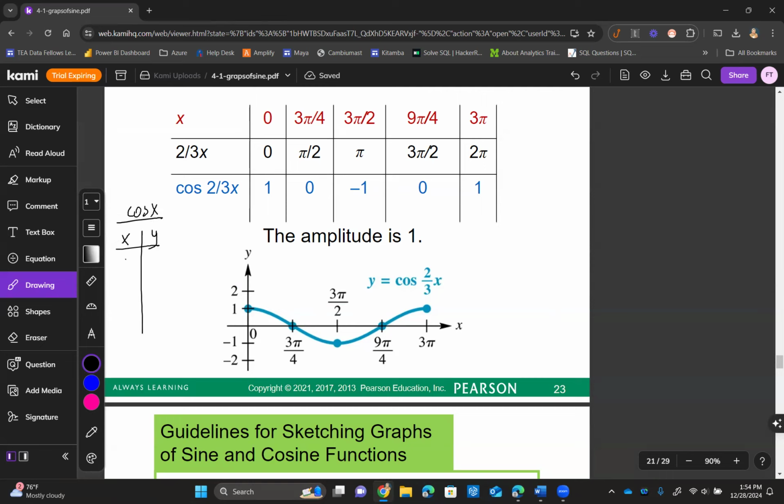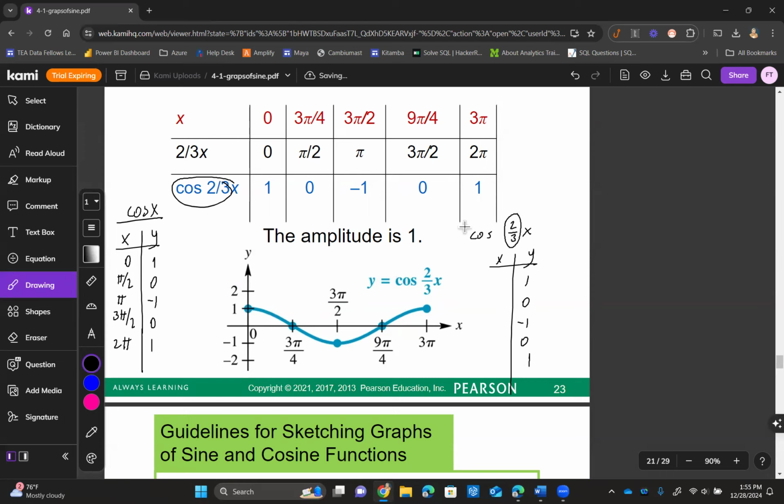And then we said that there are 5 points: 0, pi over 2, pi, 3 pi over 2, and 2 pi. For cosine, cosine of 0 is 1, cosine of 90 is 0, cosine of pi is -1, then this is a 0, and this is back to 1, right? But if somebody asks me to graph cosine of 2 over 3x, I will still get the same outputs, 1, 0, -1, 0, 1, but instead of copying the same x values, I have to divide each x value by 2 over 3.